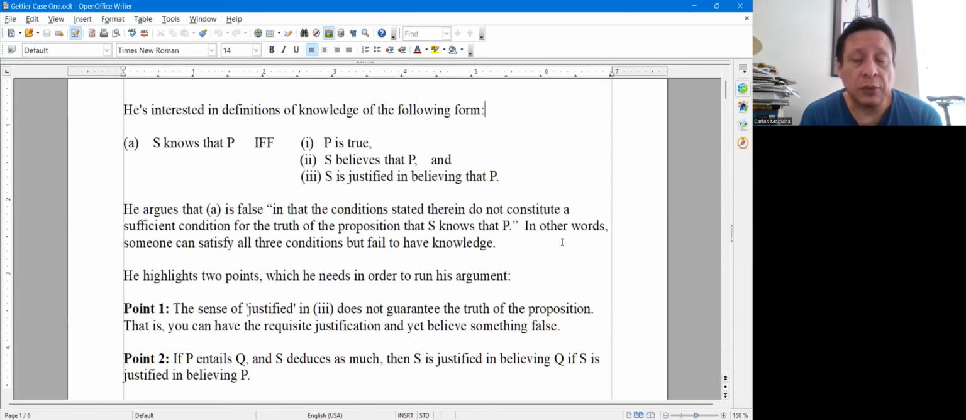Okay, so that's it. Point number 2, let's call it the entailment point. And then we can call the first one the justification point. It doesn't matter, as long as you know I'll refer back to it as point 1 and point 2. Okay, so I think so far, nothing controversial, nothing really that can be challenged.